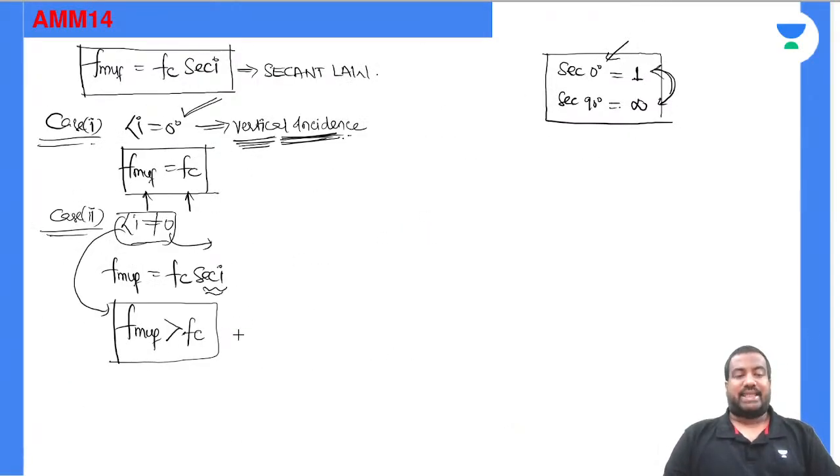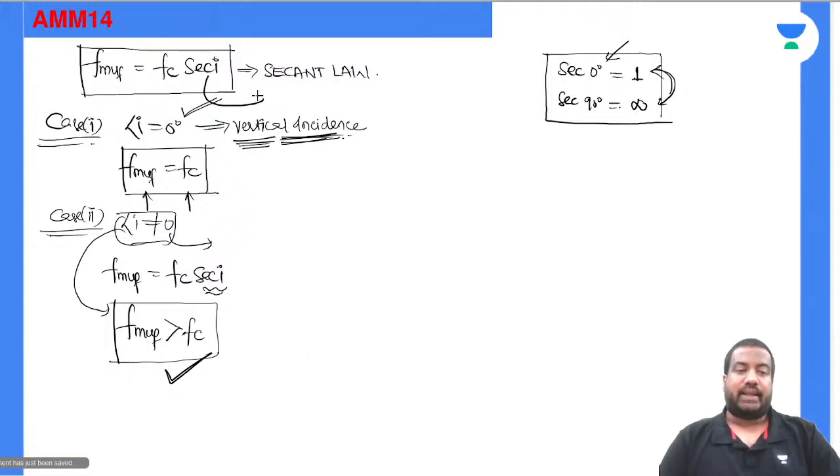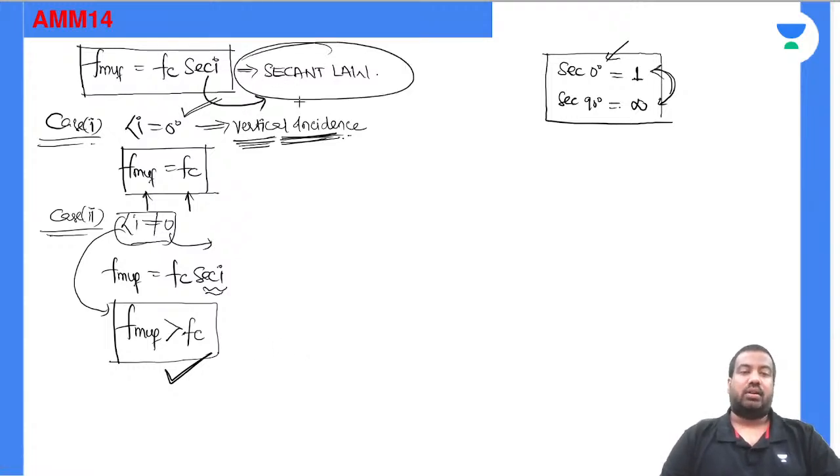So now, can I say FMEF is always greater than Fc? Yes, of course. Now the point is, FMEF is greater than Fc by what value? By secant I. That's why it is called secant law. FMEF is always greater than Fc, but by what factor? That is decided by secant I. That's why this law is called secant law. Is it clear, everyone?